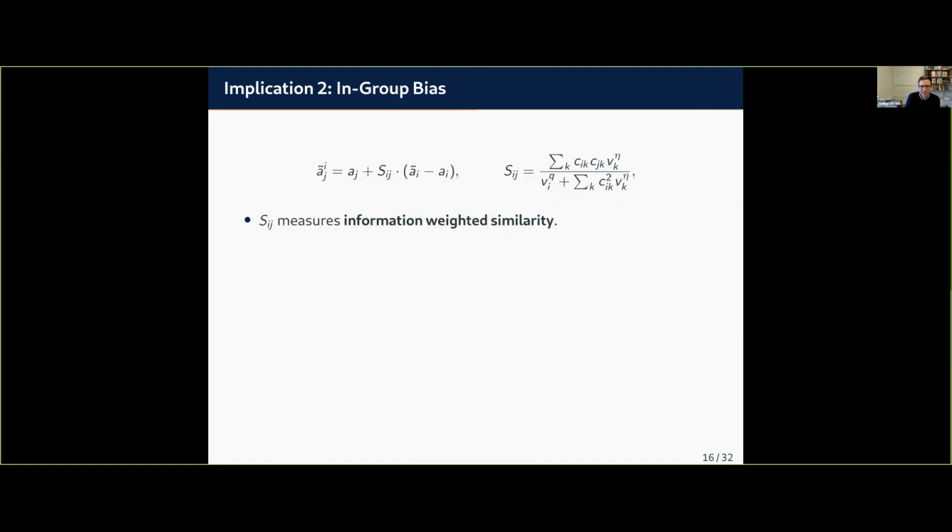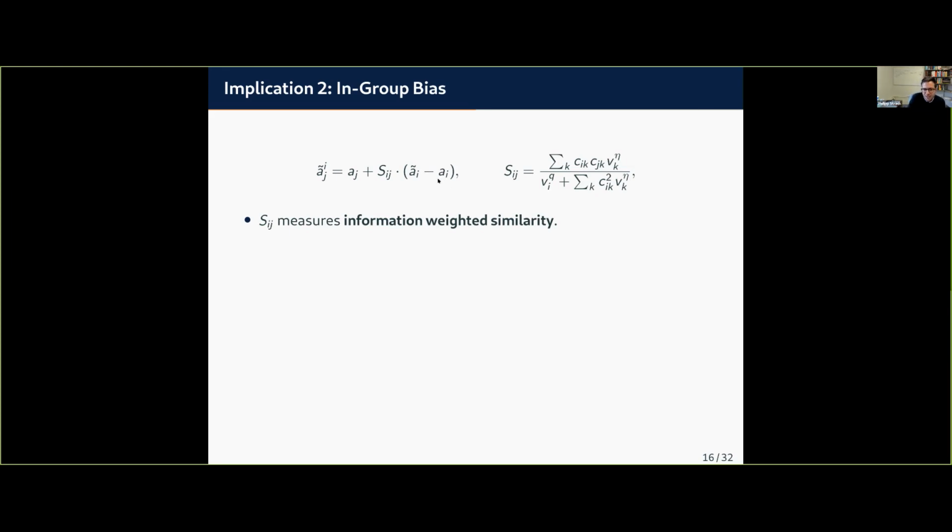Let me go on a little bit. So second, now let's think about what person I thinks about person J. The belief person I has about J's ability is J's true ability plus Sij, which is a measure of similarity times the extent to which person I is biased about herself.